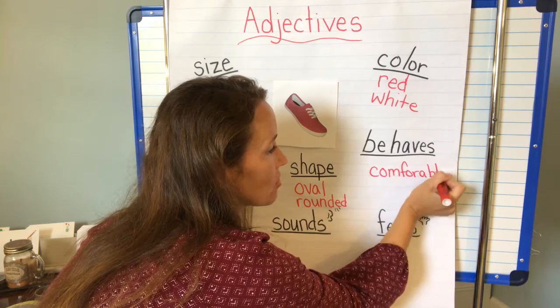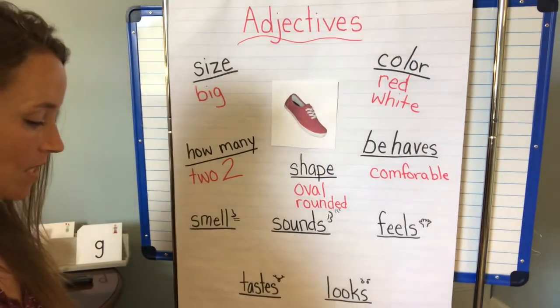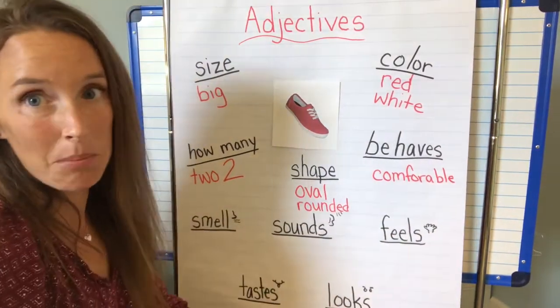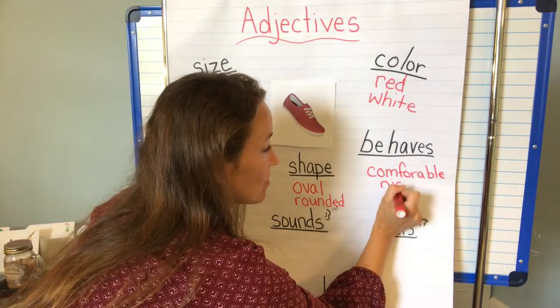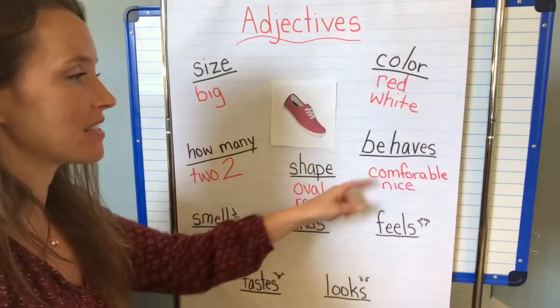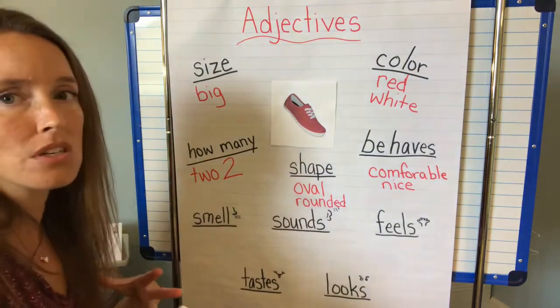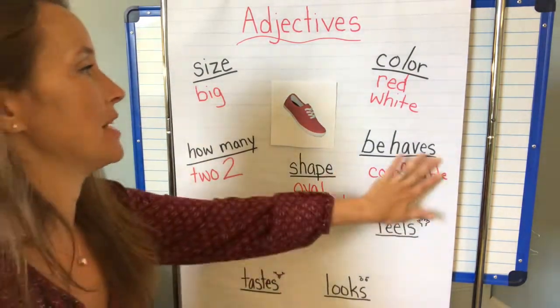Comfortable, that describes my shoe. It's also comfortable. I would say it's nice. I mean, it's not the best fitting shoe, but it's a nice shoe. Okay, that's kind of about how it behaves. So we can say some things are good, bad, nice, kind, comfortable, uncomfortable. Okay, so that's about how it behaves.